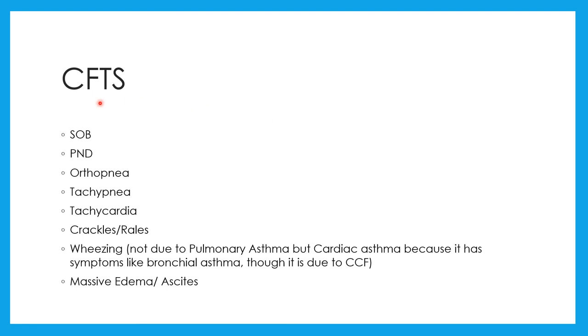What are the clinical features of acute decompensation? Sudden shortness of breath, paroxysmal nocturnal dyspnea, orthopnea, tachypnea, tachycardia, crackles or rales from pulmonary congestion, wheezing. The wheezing here is not due to pulmonary asthma, but due to cardiac asthma, because it has symptoms like bronchial asthma, though it is due to congestive cardiac failure. Massive edema or massive ascites with abdominal distension.